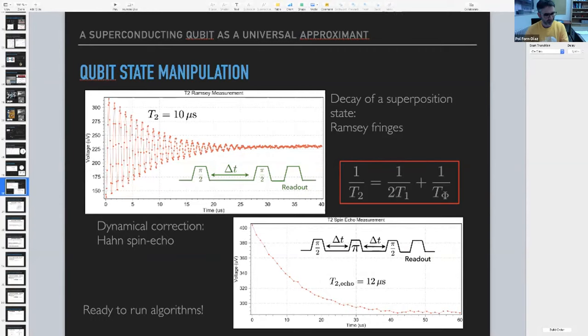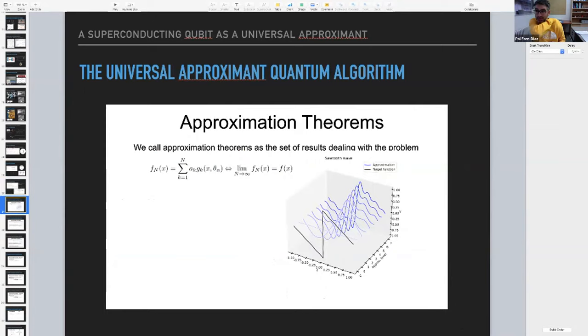Perfect. Okay, thank you. So let me describe to you this algorithm that we put together. Actually, it was the group of José Ignacio that put it together, and we programmed it in our device. This universal approximant has to do with approximation theorems to approximate mathematical functions. Essentially, you want to find a way to express a certain function as a sum of another set of functions, with some coefficients that reproduce the one function you want to represent.